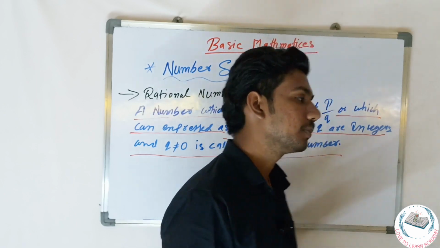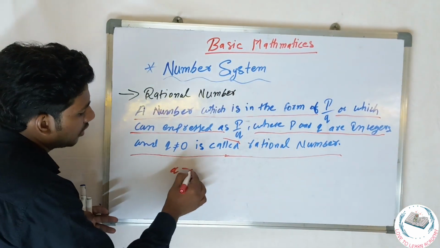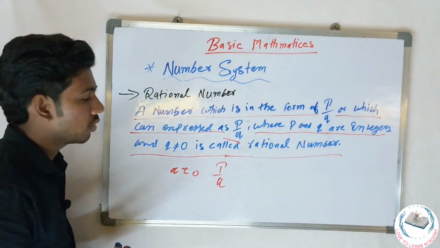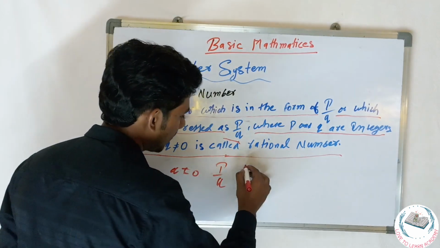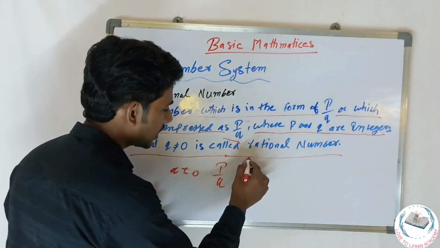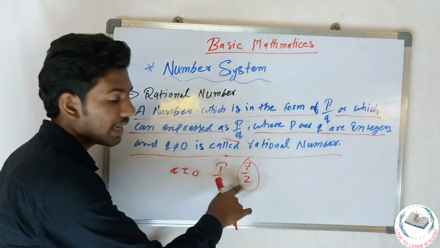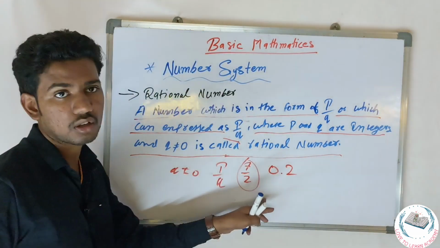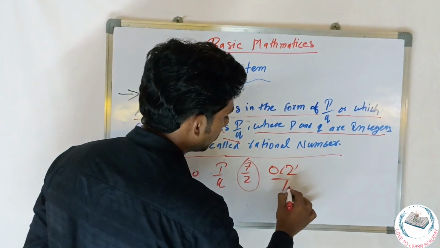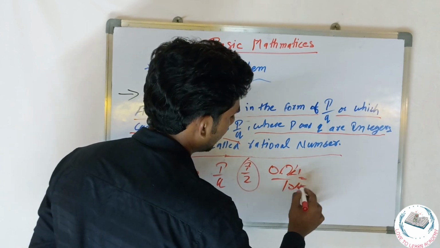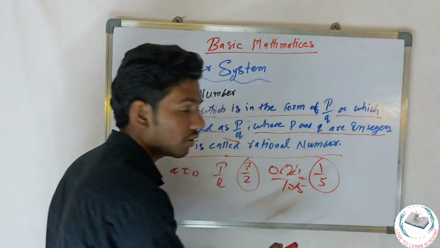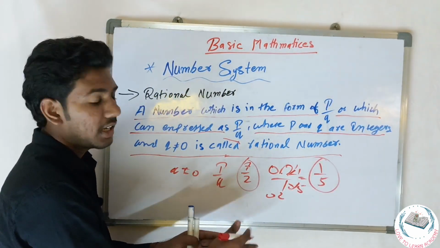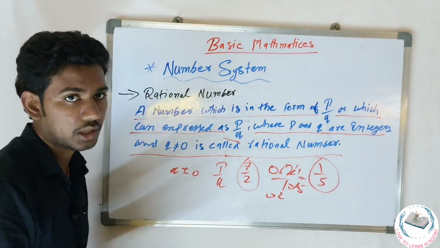For example, what is the meaning of q not equal to 0, and what is the meaning of p by q? When you write a number like 7 by 2, it is a rational number because it is in the form of p by q. And 0.2 is also in the form of p by q, because if you remove the decimal, it will be 1 by 5. It means it is also of the form p by q.